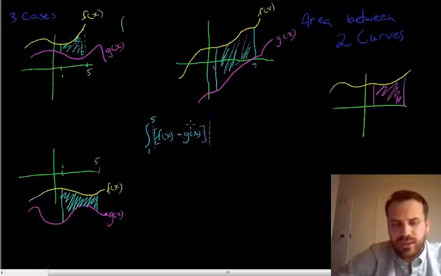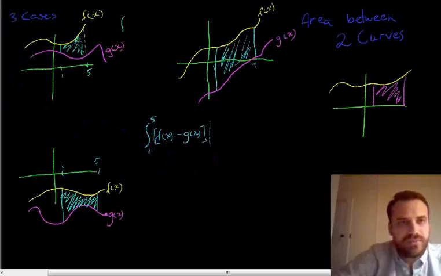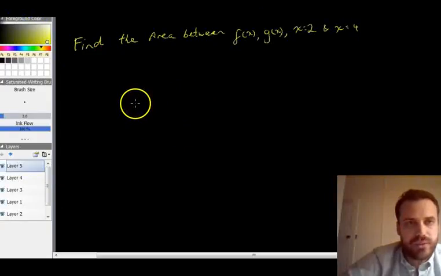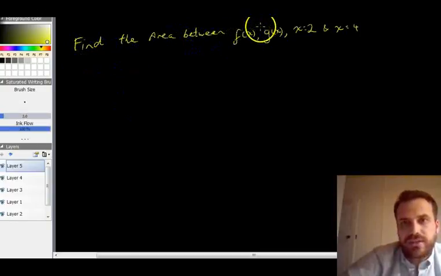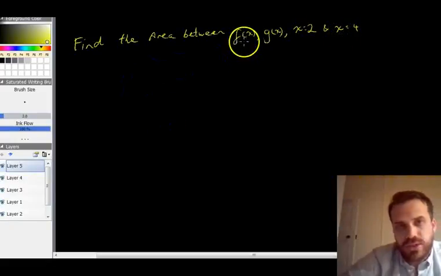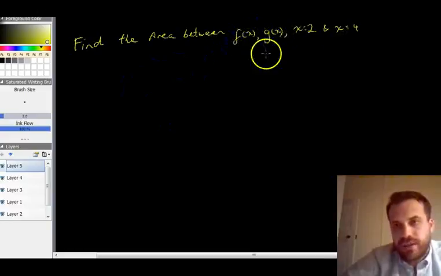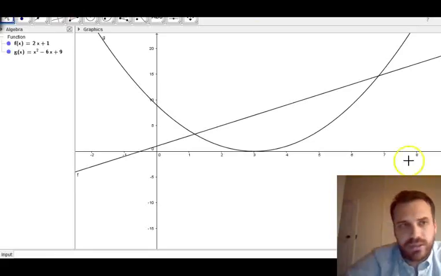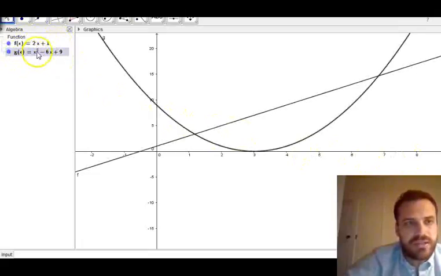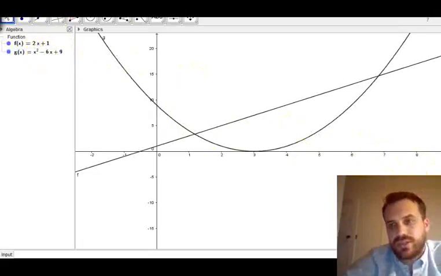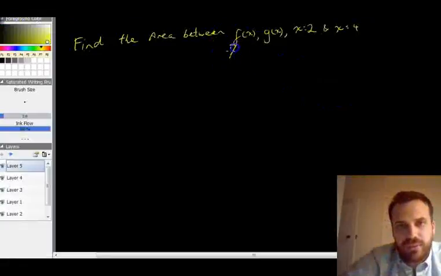Okay, we might do a question like this so you can see what it looks like first of all. Okay, so I'm going to find the area between f of x, g of x, x equals 2, and x equals 4. Now, what does that look like? Well, first of all, we need to know what f of x and g of x are. Now, I've drawn this in GeoGebra. I'm going to make f of x 2x plus 1, and I'm going to make g of x x squared minus 6x plus 9.